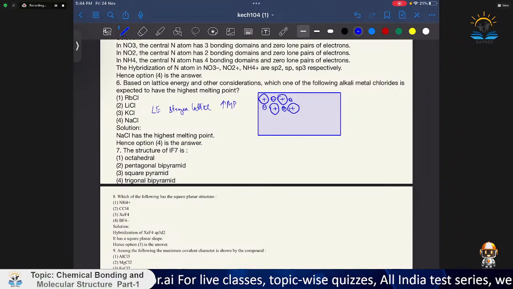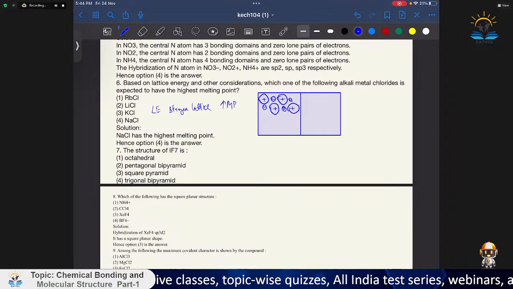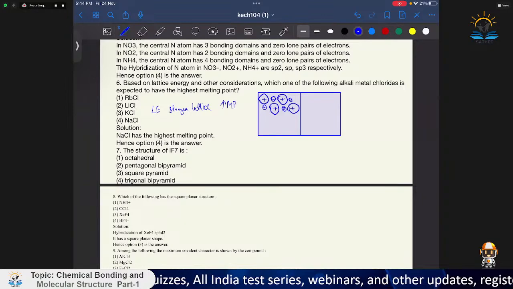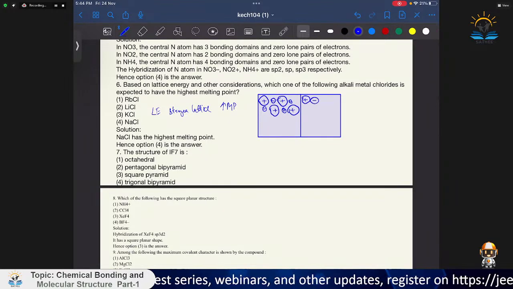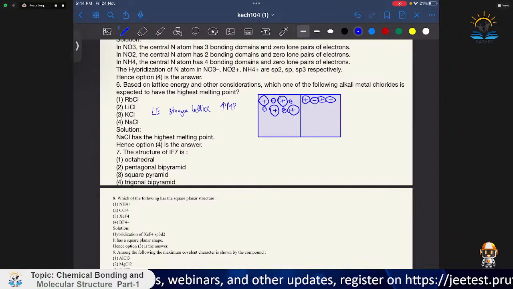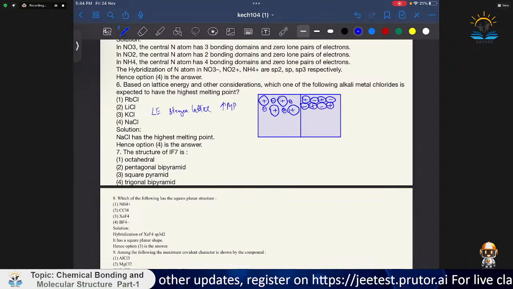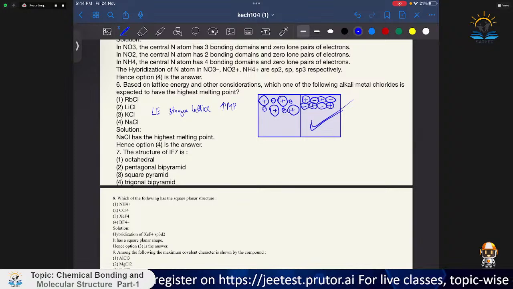You can see what kind of structure is being formed. Here, the sizes of cations and anions are really different. Let us move to one more structure in which the sizes are the same. This is the cation, this is the anion, and so on. Tell me which has a closer packing. Definitely the second one is more densely packed, which means the lattice is stronger on the right-hand side.